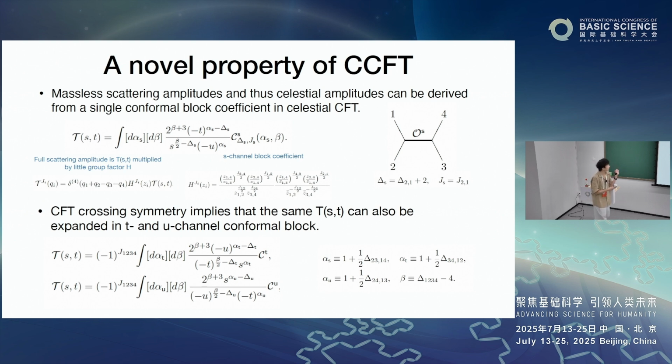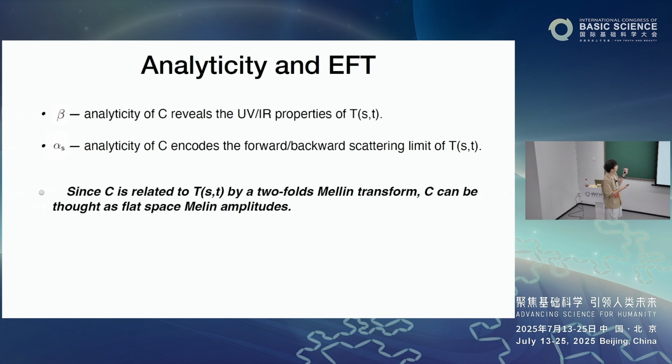Okay, and how about the alpha analyticity? You see the alpha is related to t over u. This one, t over u, relates to the scattering angle. So the alpha analyticity encodes the forward and the backward scattering limit of the T.